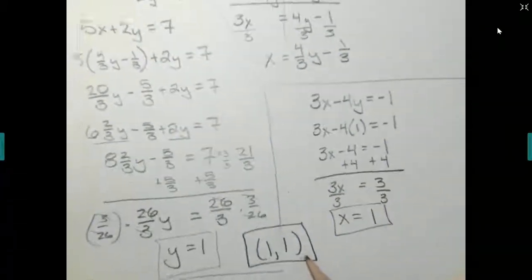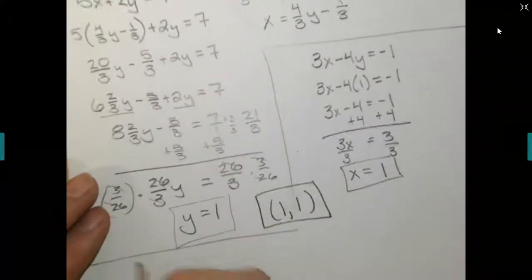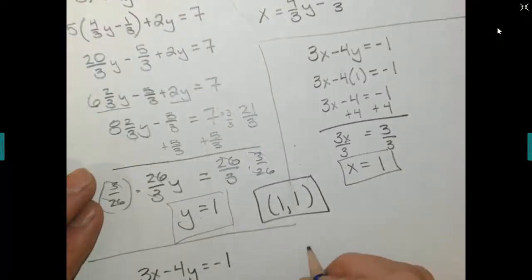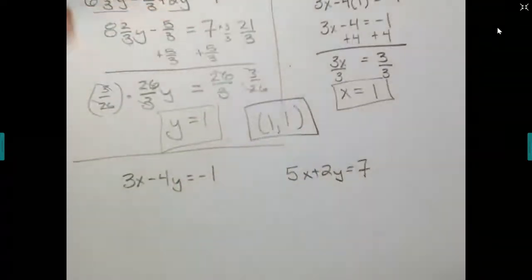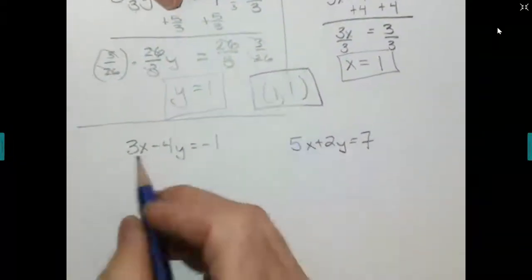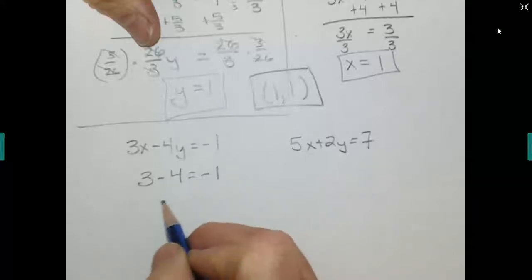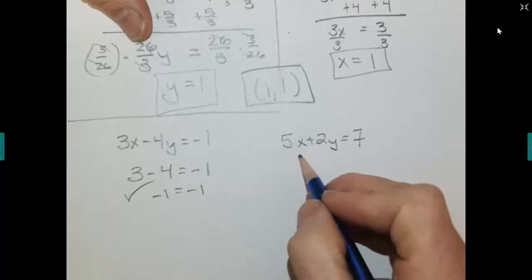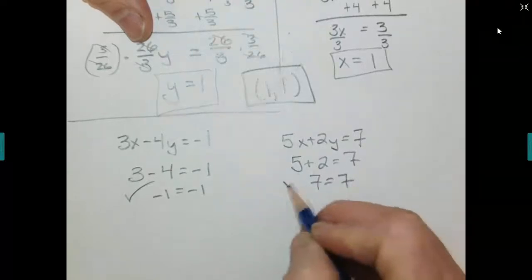1, 1. Well, let's see if that's right. So I'll rewrite my two equations down here. 3x minus 4y equals -1, and I have 5x plus 2y equals 7. Plug in 1, 1. So 3 times 1 is 3, 4 times 1 is 4. 3 minus 4 is -1, equals -1. That checks out. 5 times 1 is 5, plus 2 times 1 is 2. 7 equals 7. And that checks out.